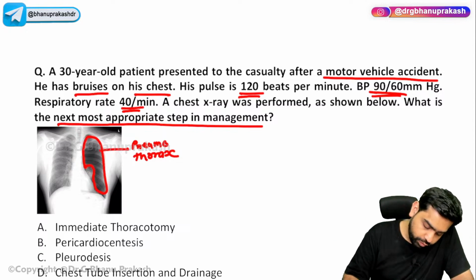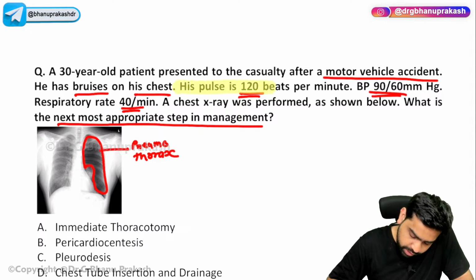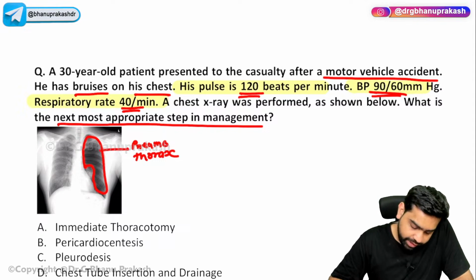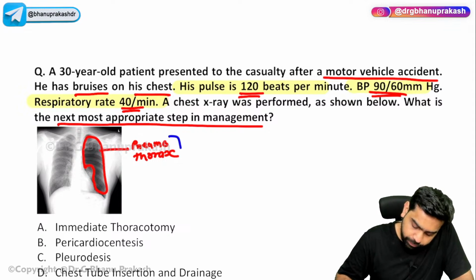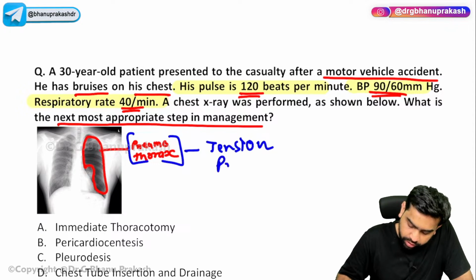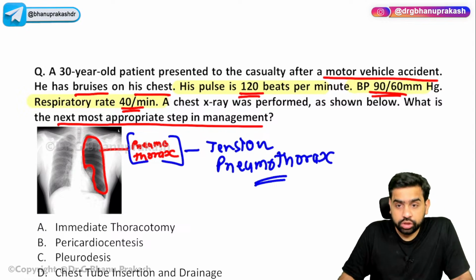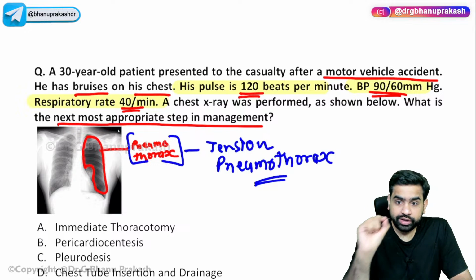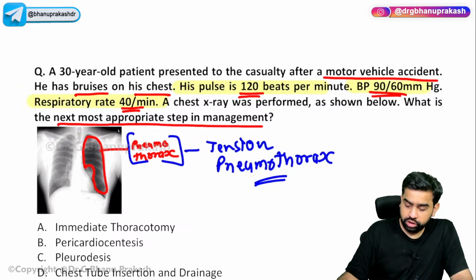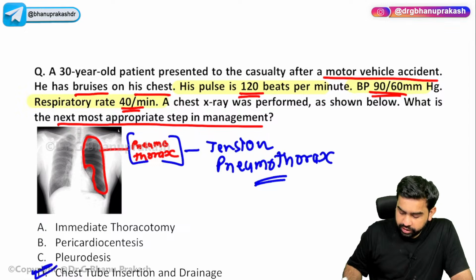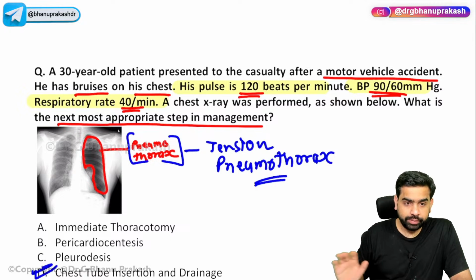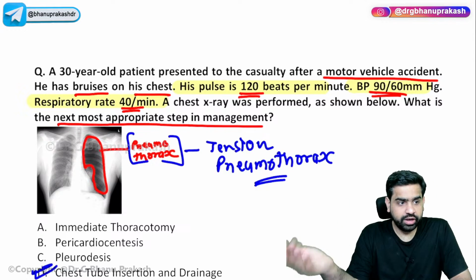Now, when we look at this clinical scenario, the pulse rate is increasing, the BP is reducing, the respiratory rate is high. So I would argue that it is not a simple pneumothorax. This is a tension pneumothorax. Ideally the emergency treatment should have been a wide bore needle insertion, but that is not given in the options, and that is why you have to go ahead with chest tube insertion and drainage. So the management is chest tube insertion and drainage.